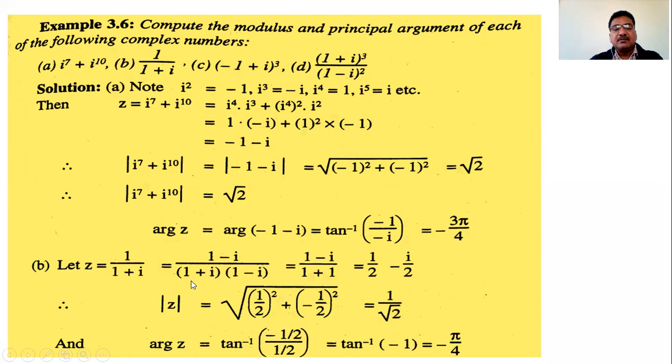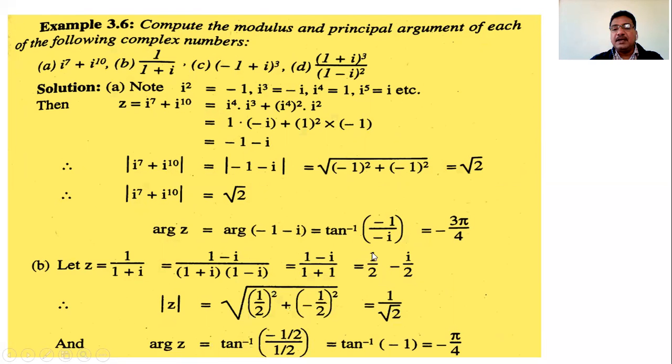Then 1 plus i times 1 minus i becomes 1 plus 1, because i square is minus 1. So we get 1 by 2 times 1 minus i, that is 1 by 2 minus 1 by 2 i. This is the standard form x plus iy. x is 1 by 2, y is minus 1 by 2. The modulus is root of x square plus y square, that is 1 by root 2.